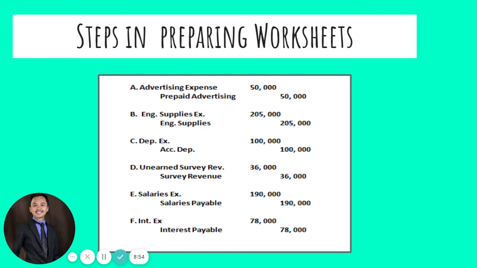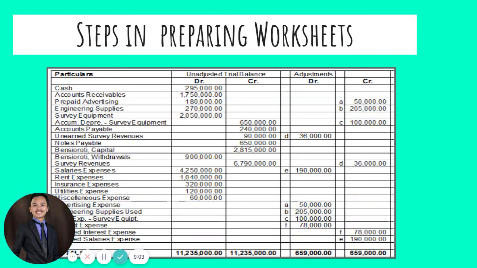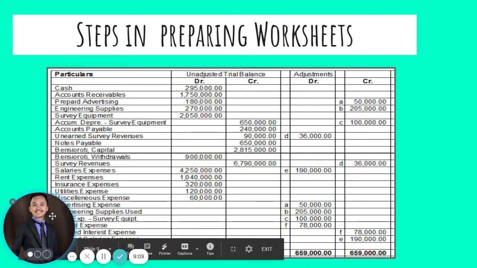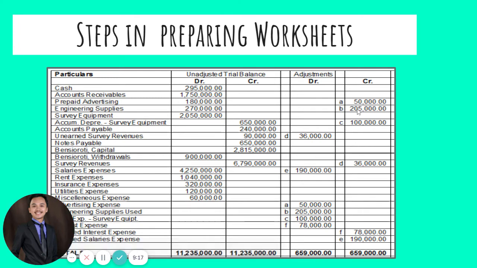Another journal entry is debit to engineering supplies expense, credit to engineering supplies. Again, if it's debit, then you simply put it on the debit side. So debit to engineering supplies expense, or engineering supplies used, for 205,000, credit to engineering supplies for 205,000.